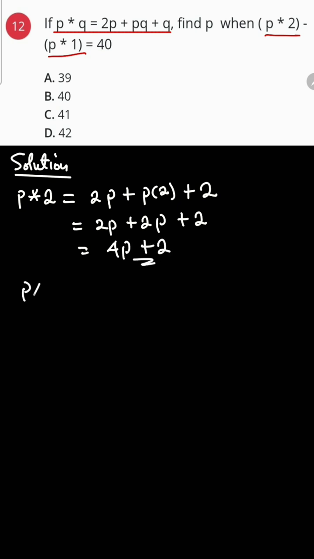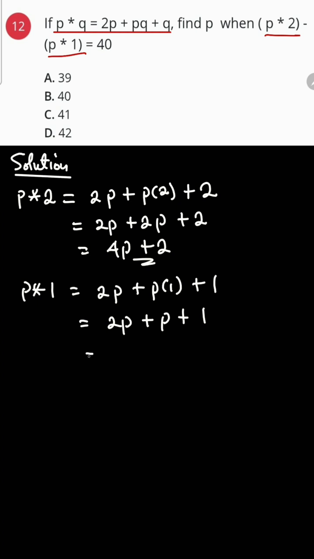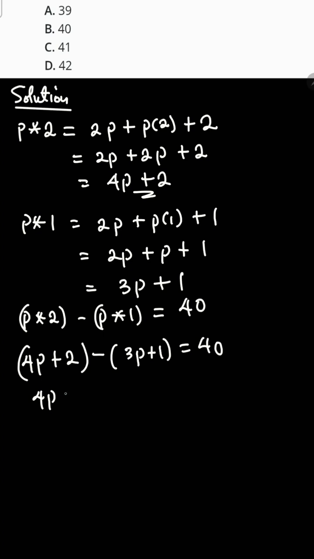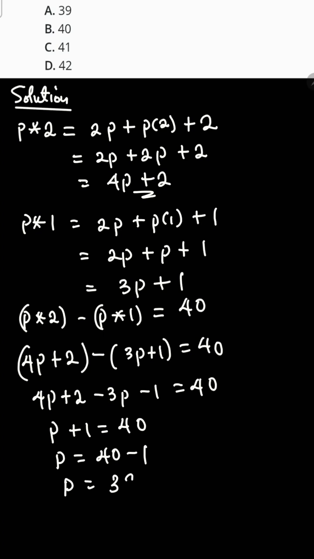Then let me pick p asterisk 1. P asterisk 1 is going to be 2p, then plus p, then you have 1, then plus 1. So you're going to have 2p plus p plus 1, which is going to be 3p plus 1. Remember, p asterisk 2 minus p asterisk 1 is equal to 40. So we come back here. We have 4p plus 2 minus, put it in brackets so that you don't have issues, 3p plus 1 is equal to 40. So you have 4p plus 2 minus 3p minus 1 is equal to 40. So we have p plus 1 is equal to 40. So p is 40 minus 1, so p is 39.